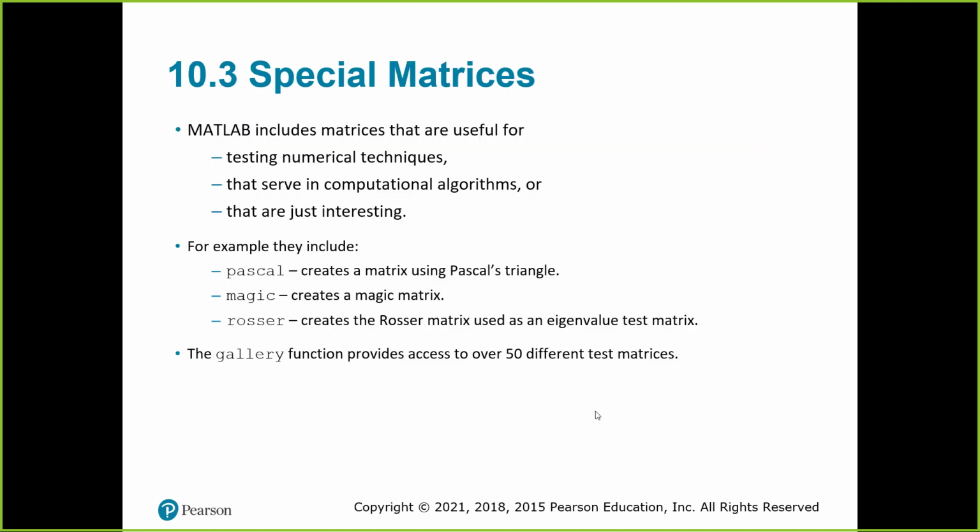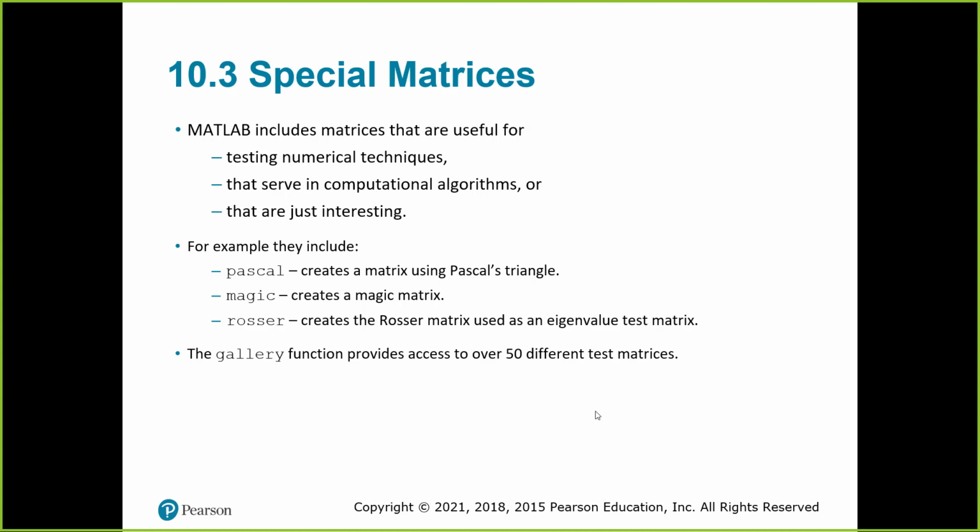Okay, so I know you've been waiting patiently for this, but these are the special matrices that are listed in this textbook this time. These are supposed to be useful for testing numerical techniques. They serve in computational algorithms, or they are just interesting. I know when I get bored, I open up my MATLAB and just start throwing out matrices. So anyway, some of them are cool. Pascal, that's kind of cool.